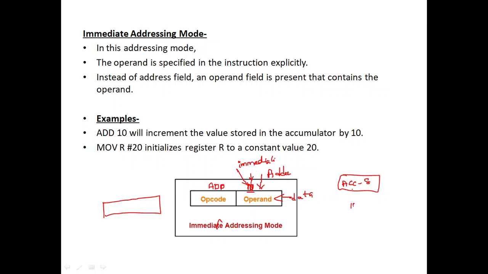So 10 plus 8, the contents of the accumulator will be 18. Now the accumulator is going to be updated with the value 18. So that is immediate addressing mode.